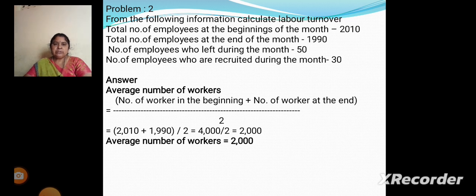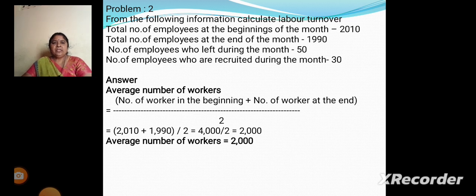We do the solution. First we write the average number of workers formula: number of workers at the beginning plus number of workers at the end, divided by 2. We see in the problem, at the beginning the workers are 2010, at the end 1990, divided by 2, is equal to 4000 by 2, equal to 2000. Average number of workers equals 2000.